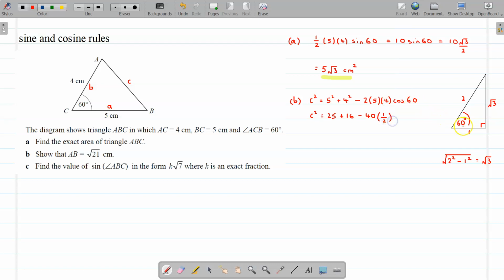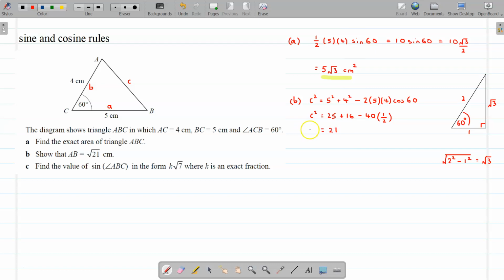Okay, because we've just explained that the cosine of 60 is adjacent over hypotenuse. And I can work all that out, and I should find that c squared is 21, because c, in other words the length of AB, they're telling us is root 21. So hopefully this comes to 21. So c squared equals 25 plus 16, which is 41, minus half of 40, which indeed makes 21.